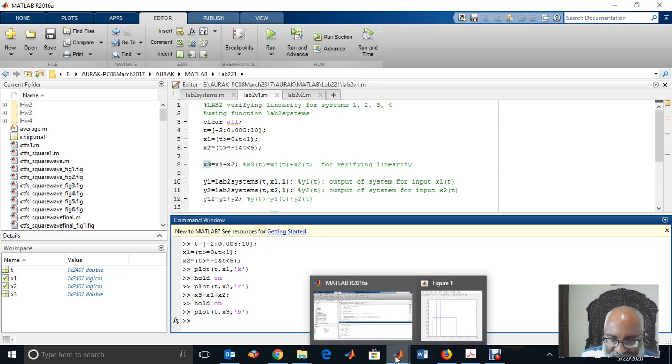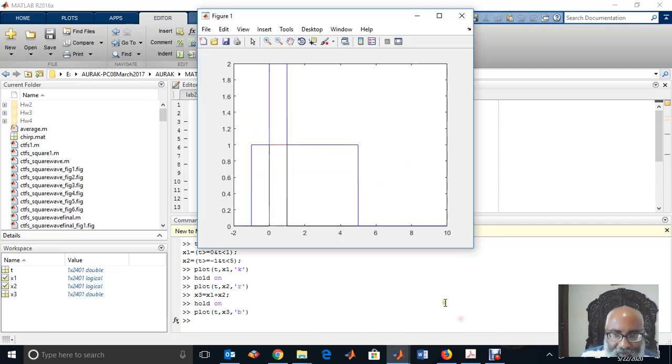So x3, remember, is x1 plus x2. So this is the output of x3. x3 is like this kind of curve. Actually I did it on the same graph. So this is x3. It is between, again, between -1 and 5. Okay, this is how we plot each individual input. So that's how it is.